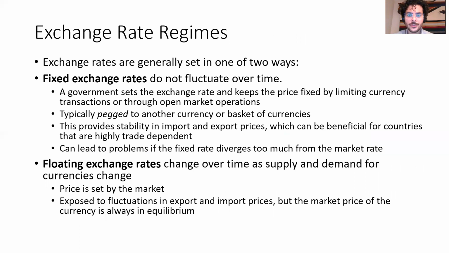So in general, exchange rates are going to be set in one of two ways. Fixed exchange rates don't fluctuate over time. They're fixed. So there's a certain rate and they're going to stay at that rate. So governments will set this exchange rate. They'll pursue a fixed exchange rate policy. And there's two ways that they can do this. They could limit currency transactions, so they can just set the price and have some sort of official exchange rate window or something like that. And that's the only place that you can make exchange rate transactions.